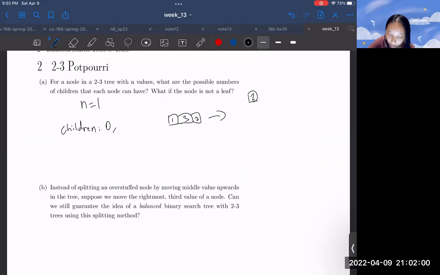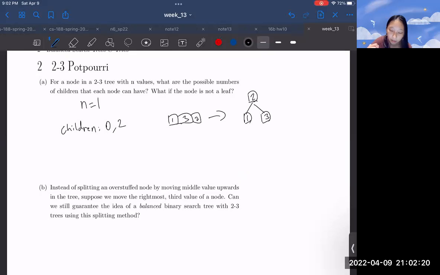2 goes up here, and then 1 goes here, and 3 goes here, because the middle value would always go up. So that means the only way to get to a single-value node is by splitting what would have been a 3-node, and that would result in 2 children. So that's the first case.